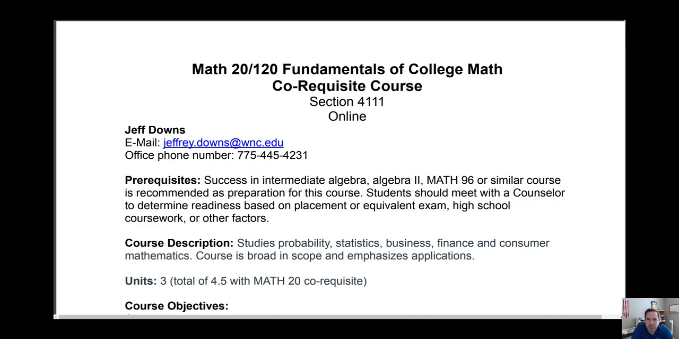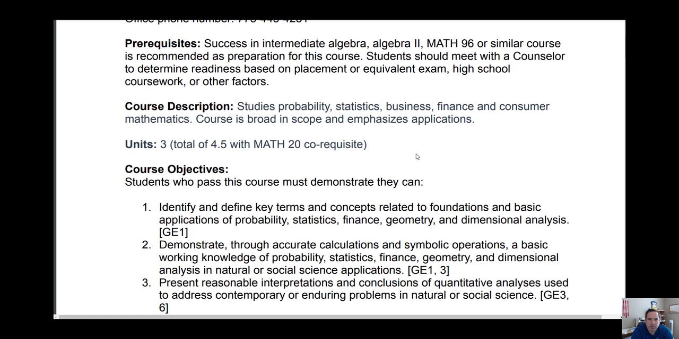As preparation for this course, the student should meet with a counselor to determine readiness based on placement or equivalent exam, high school coursework, or other factors. Course description: studies probability, statistics, business, finance, and consumer mathematics. The course is broad in scope and emphasizes applications. And so, interesting course, and with the co-requisite part, that's some other support we're going to be doing throughout the course. And we're going to have weekly meetings with this class on Wednesdays at noon, and if we do need to make some adjustments, we can try to do that.